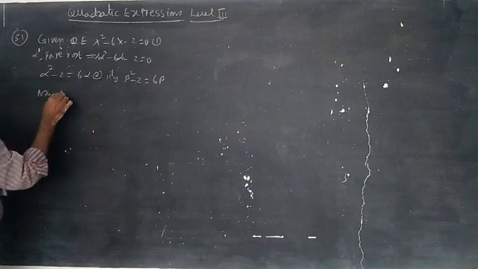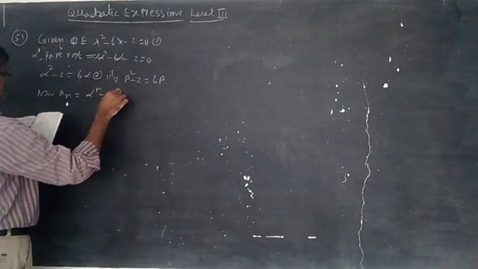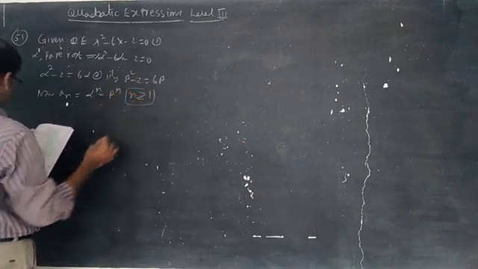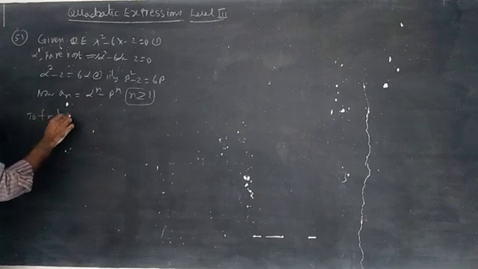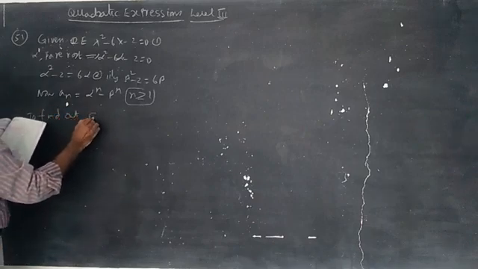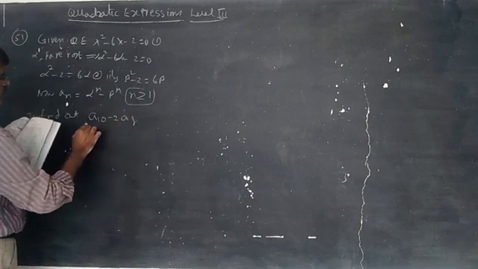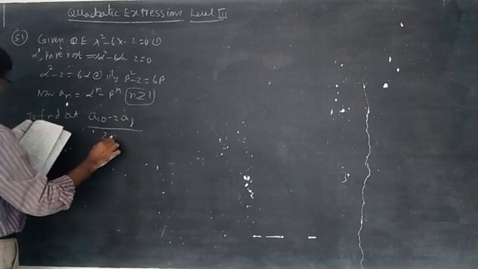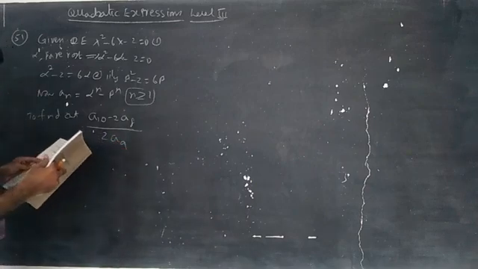Now, he gave an is equal to alpha power n minus beta power n, n greater than or equal to 1. Of course, he gave n greater than or equal to 1 only. Then we should calculate the value of A10 minus 2A8 whole by 2A9.